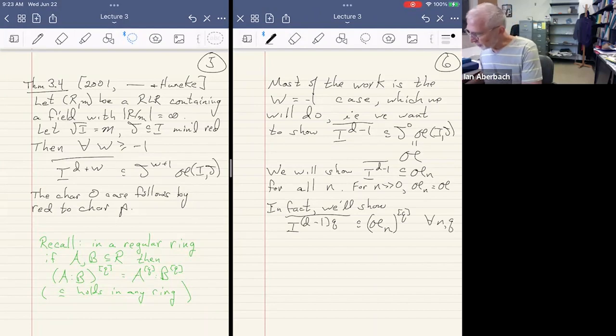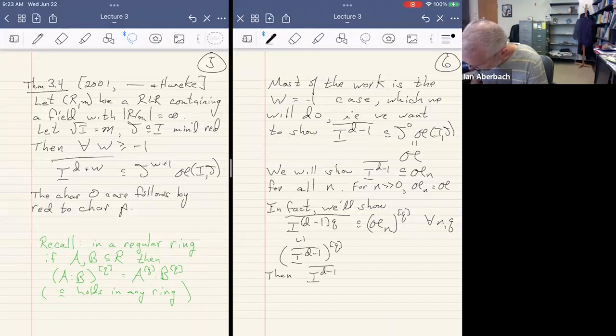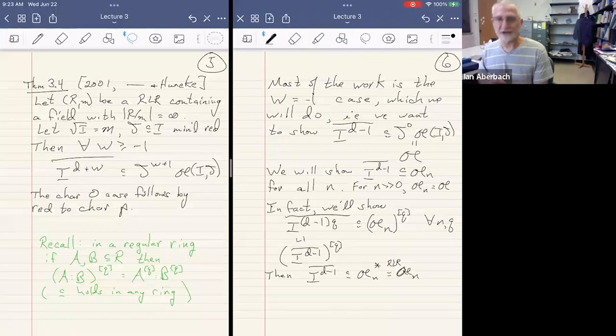Okay. And of course, notice that if we look at I to the D minus one bar to the bracket Q, that's contained in there. So then I to the D minus one bar is contained in A n star, which is equal to A n, because we're in a regular local ring. So that's really our goal.